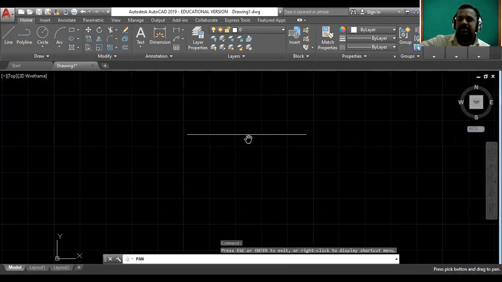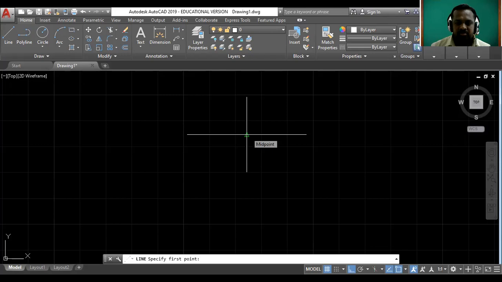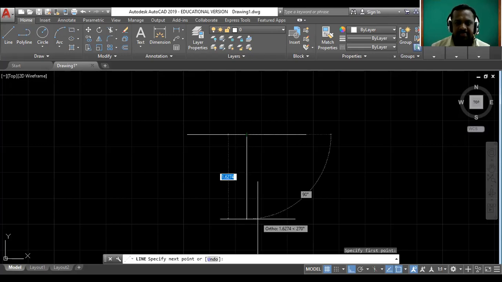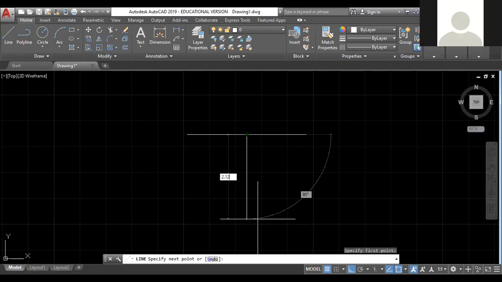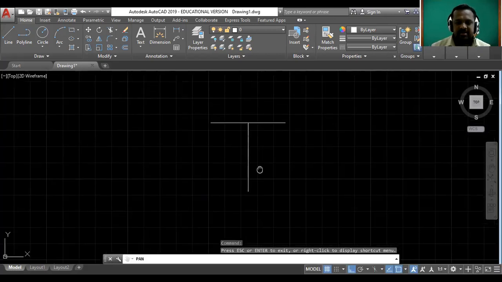Then next again, from the midpoint of this line, we have to draw one vertical line. What distance, sir? 2.12. Good. Enter. Escape. Then what is the next step?